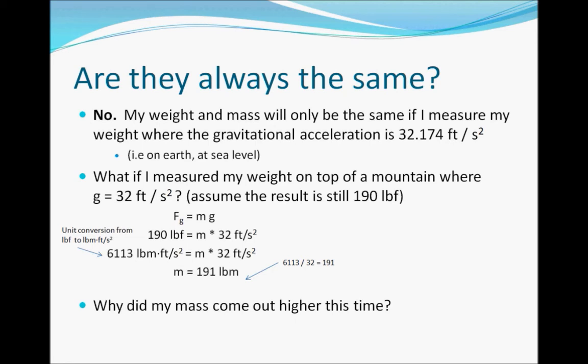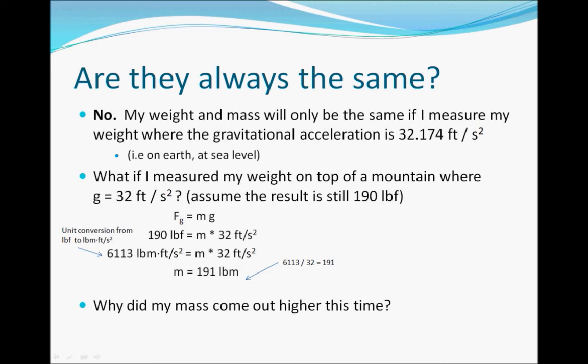So this time, we'll assume I still measured my weight as being 190 pounds force. So I put that in for force of gravity equals my mass times g, which is 32 feet per second squared. Mass comes out to be 6,113 pounds mass feet per second squared divided by 32 feet per second squared, which leaves an answer of 191 pounds mass. So this time my mass came out a little higher than it did before.